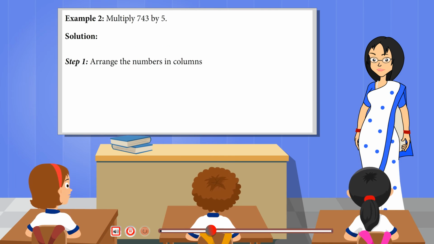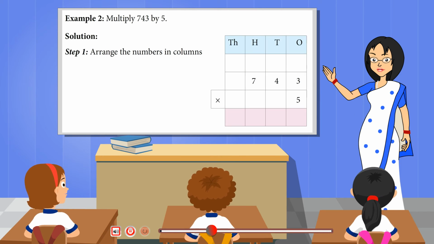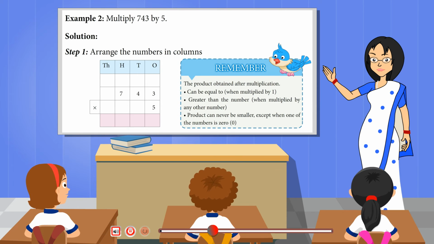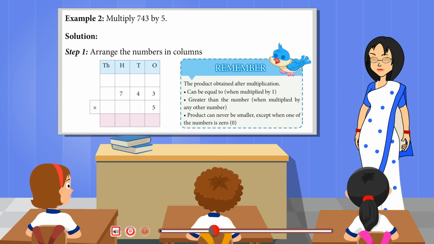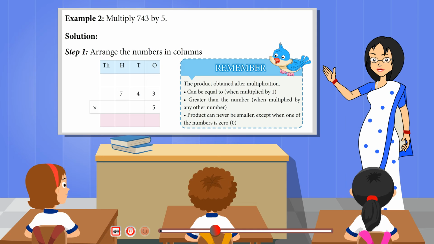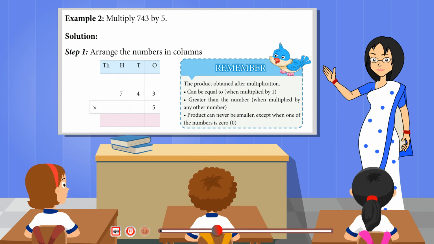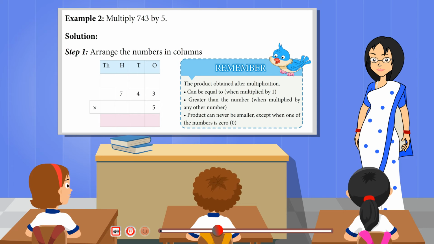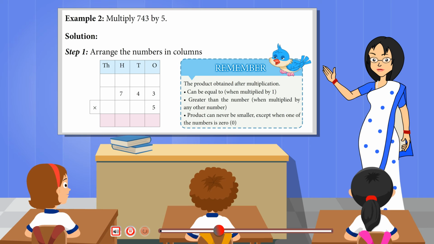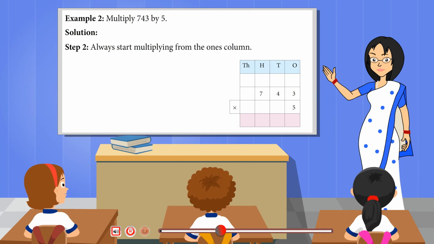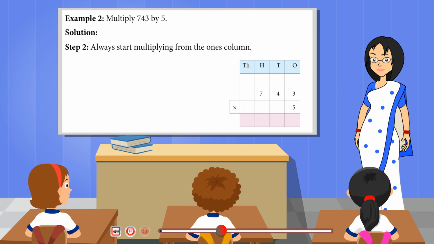Solution. Step 1. Arrange the numbers in columns. Remember, the product obtained after multiplication can be equal to the number when multiplied by 1, and greater than the number when multiplied by any other number. The product can never be smaller except when one of the numbers is 0. Step 2. Always start multiplying from the ones column.